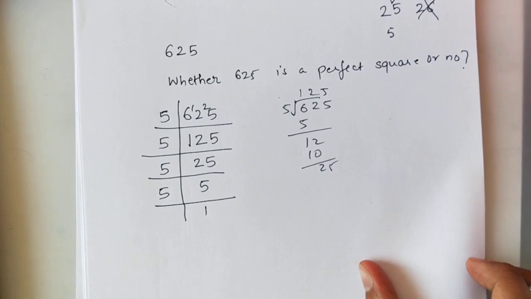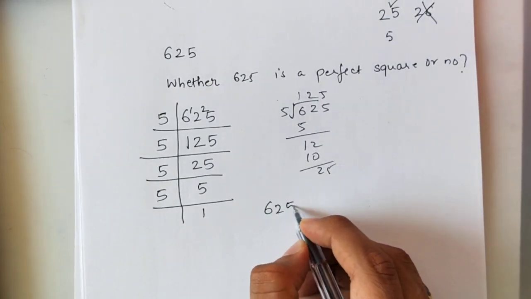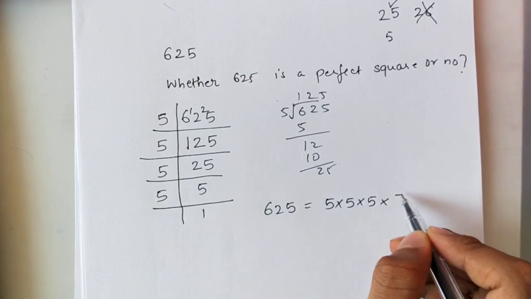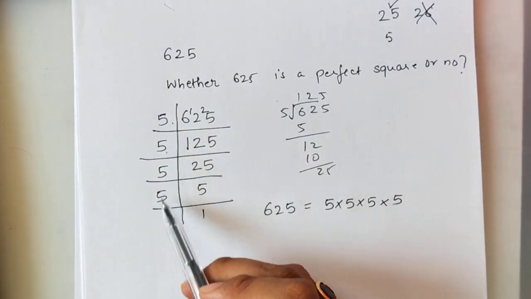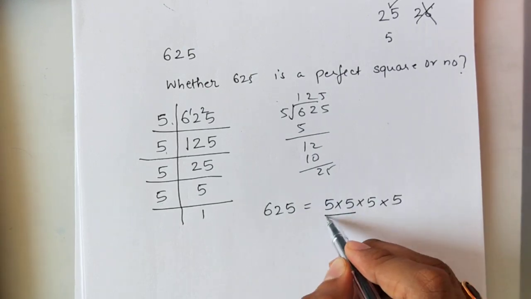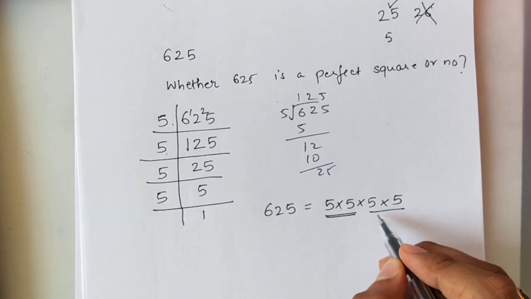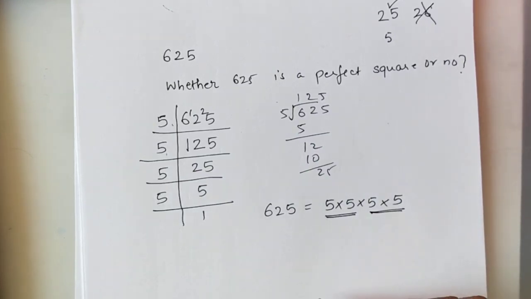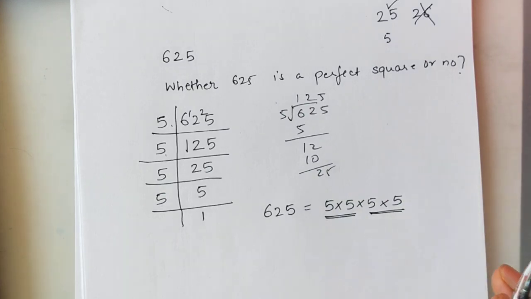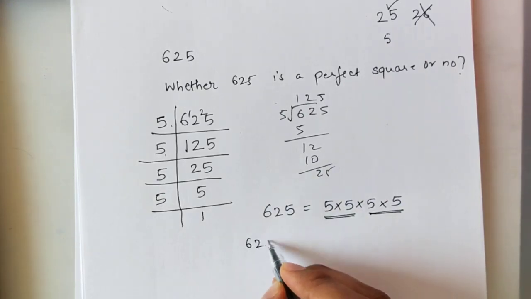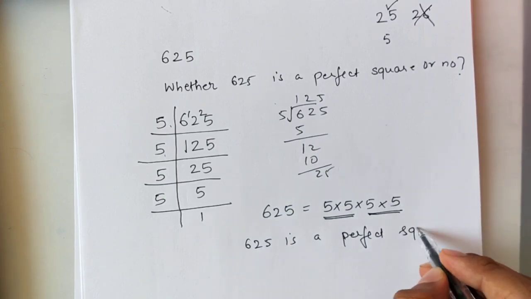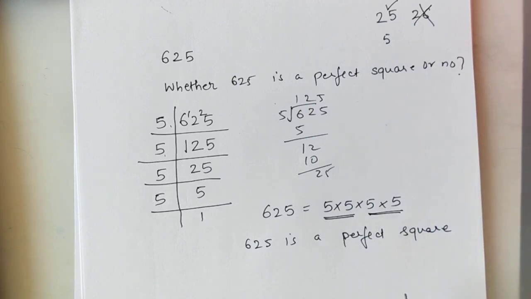Now let's write the prime factors. 625 can be written as 5 into 5 into 5 into 5. See, 1 2 3 4 numbers. Now let's make pairs. So this 5 and this 5 are making a pair. This 5 and this 5 are making a pair. So if pairs are complete, all numbers are included in pairs. So that means 625 is a perfect square.